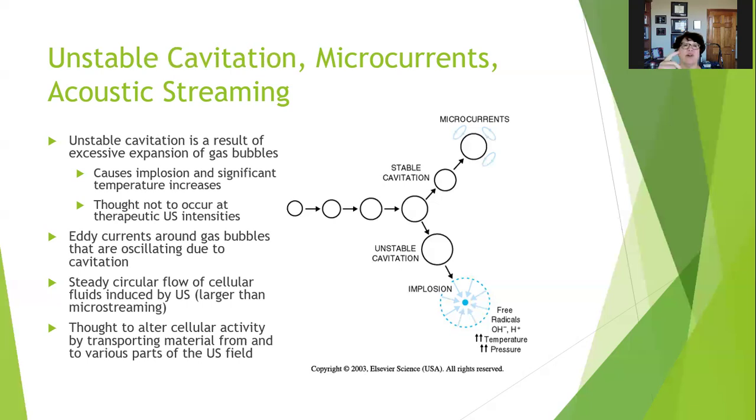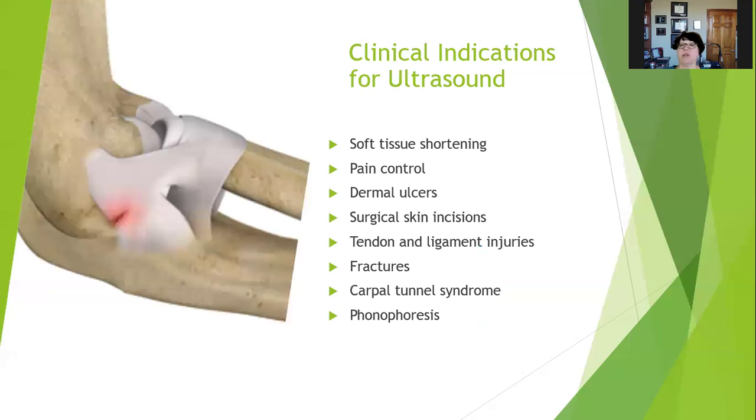And the steady circular flow of cellular fluids induced by ultrasound, larger than microstreaming, which are the little microcurrents, are thought to alter cellular activity by transporting material to and from various parts of the ultrasound field. So if you can get stuff moving in and out of the cell more efficiently, you can accelerate healing. So that is one of the indications that we'll use for ultrasound, to accelerate healing, particularly for pulsed ultrasound, non-thermal. The non-thermal effects happen at thermal ranges as well, just so you know.